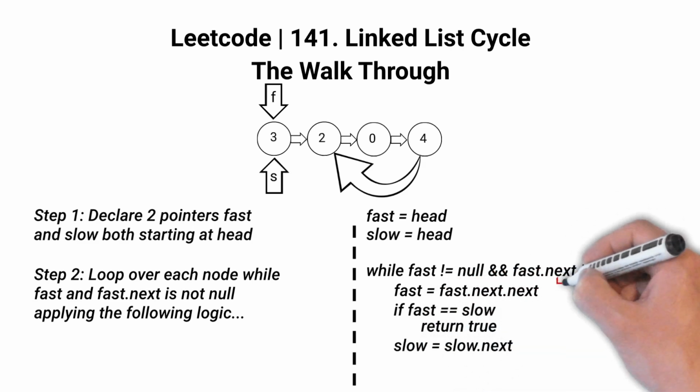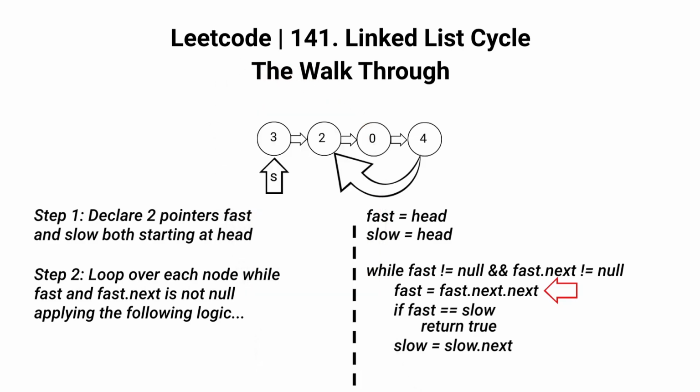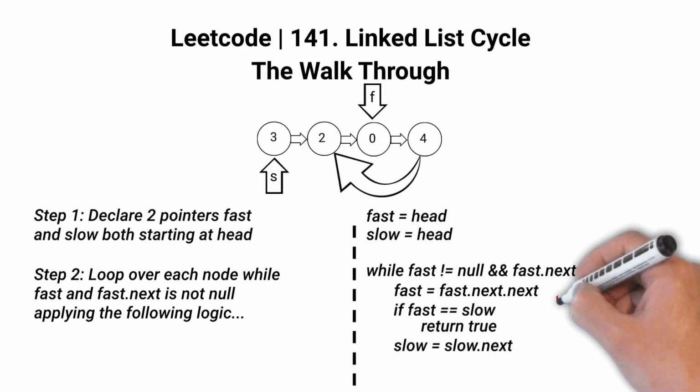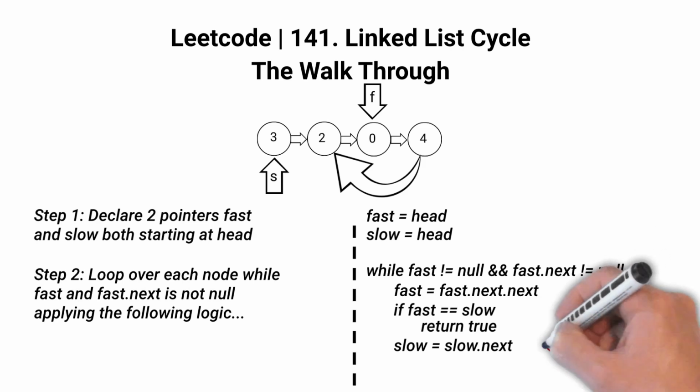Fast is equal to fast.next.next, so let's update the fast pointer. Check if fast is equal to slow, which we can clearly see it is not. So then update slow to slow.next.